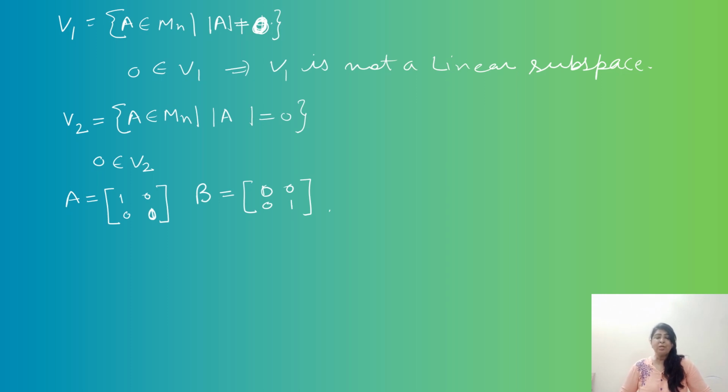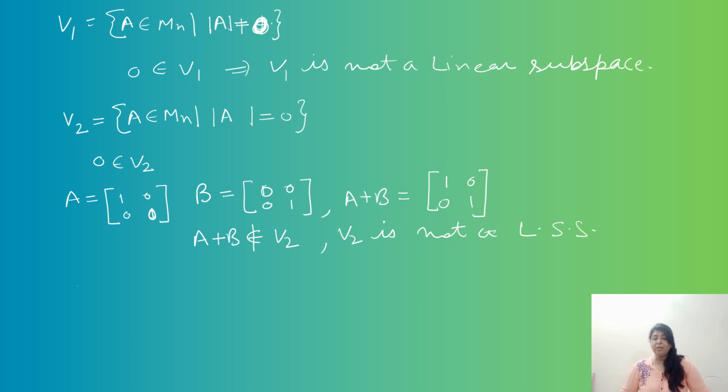But if I take A plus B, what will it be? It will be 1 0 0 1. Now you can see that A belongs to V2, B belongs to V2, but A plus B doesn't belong to V2. So this implies V2 is not a linear subspace. Clear?